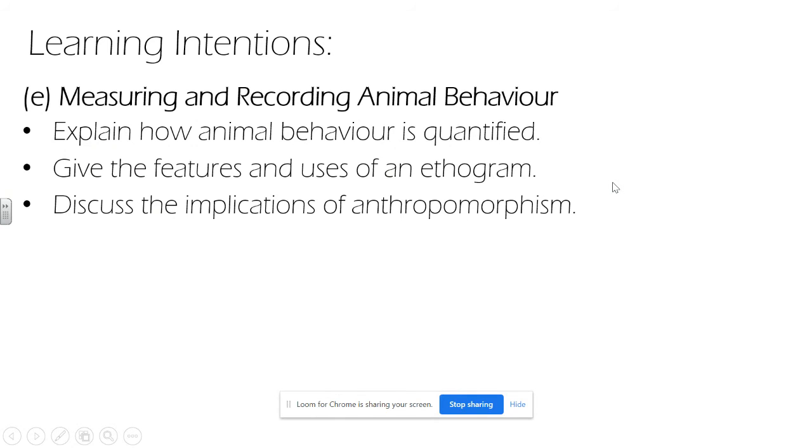So some of the measurements used to quantify animal behaviour are latency, frequency, and duration. Latency is the time between the stimulus occurring and the response behaviour. Frequency being the number of times a behaviour occurs in an observation period. Duration being the length of time the behaviour occurs for during the observation period.